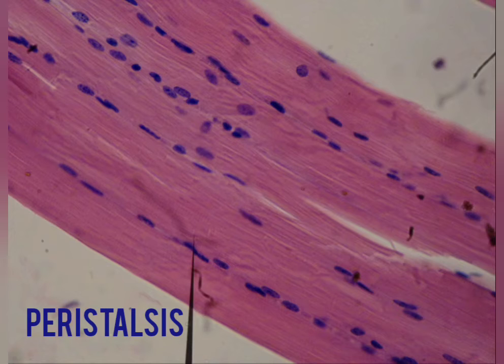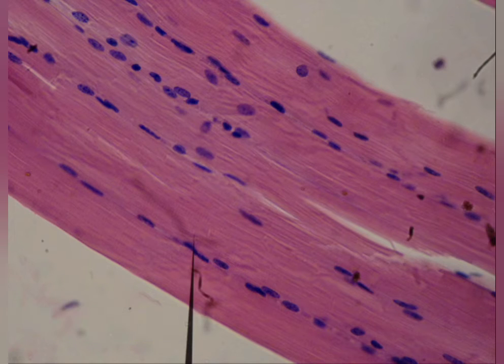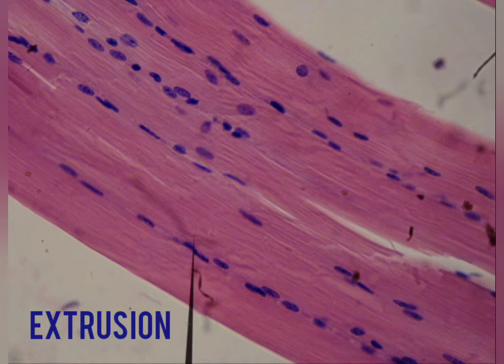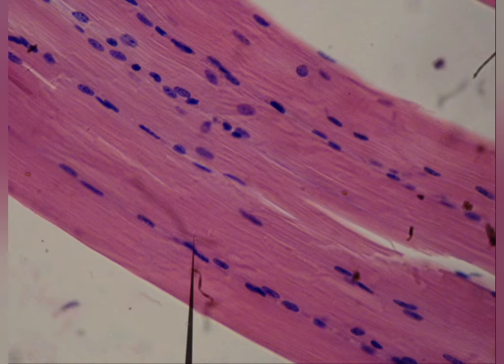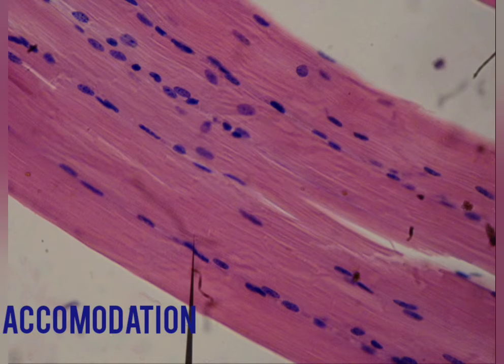It is called peristalsis. It moves the food. Number 4. Extrusion. Emptying of an organ like urinary bladder occurs due to high degree of contractibility of the muscles. Number 5. Accommodation. Involuntary muscles of iris and ciliary body of the eye bring about an automatic adjustment of amount of light and focusing based on the distance.